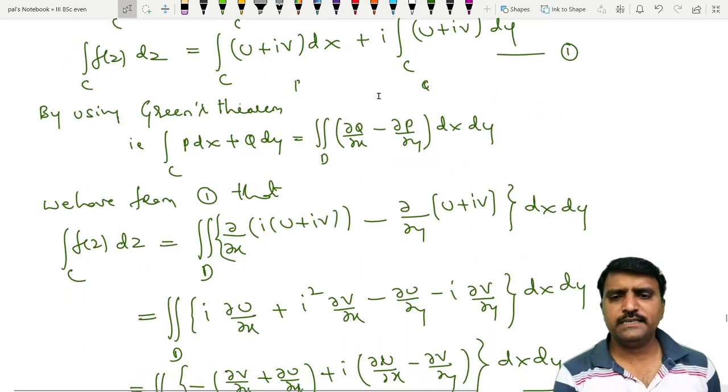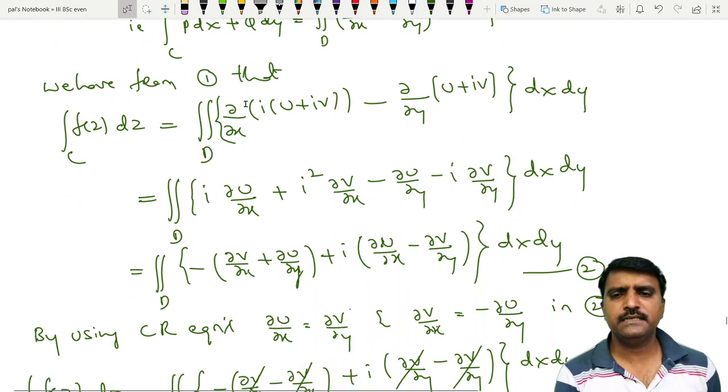So you use the same here, del q by del x. In place of q it is del by del x of i into u plus iv, minus del by del y of p, that p is u plus iv, into dx dy. Okay, go on simplifying this. Keep this i as it is. Del u by del x plus i into i is i square, and differentiation of v with respect to x is del v by del x, that is a partial differentiation, minus del u by del y, so minus i into del v by del y into dx dy.